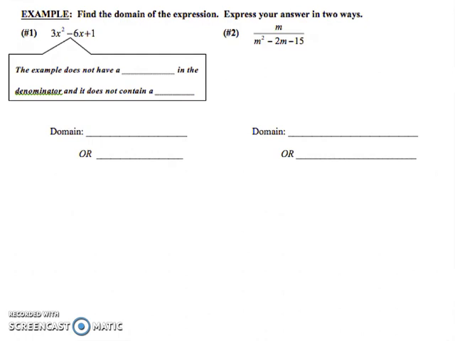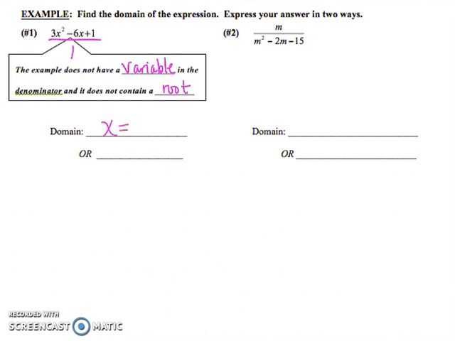All right, number one, we've got 3x squared minus 6x plus 1. This example does not have a variable in the denominator, and it does not contain a root. Okay, because remember, our denominator here is a 1. If you don't see it, it's a 1. So if we don't have a variable in the denominator, we don't have to worry about creating 0 downstairs. If we don't have any even roots, we don't have to worry about keeping it positive under an even root. So our domain is going to be all reals.